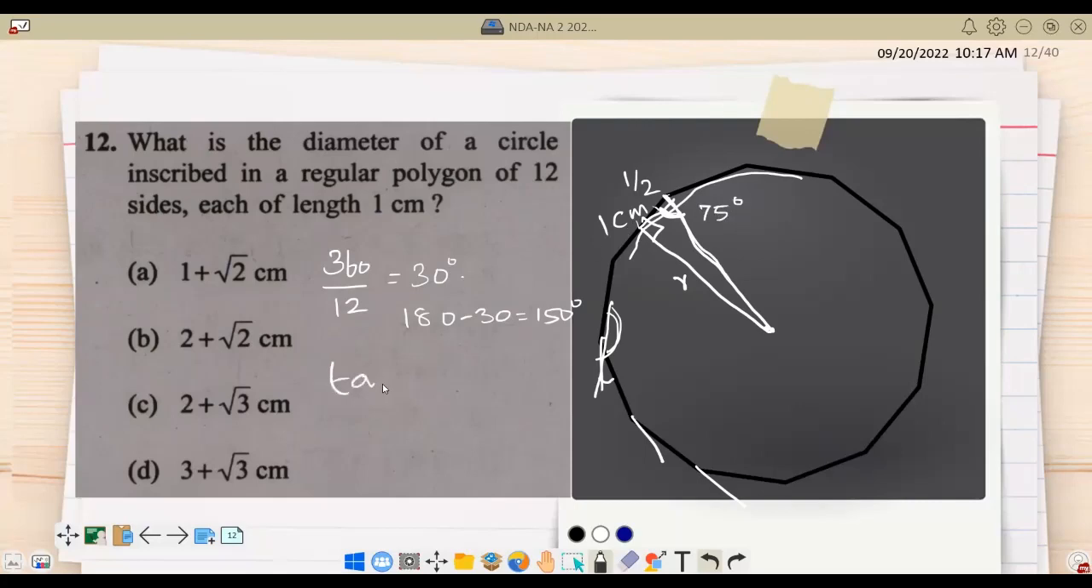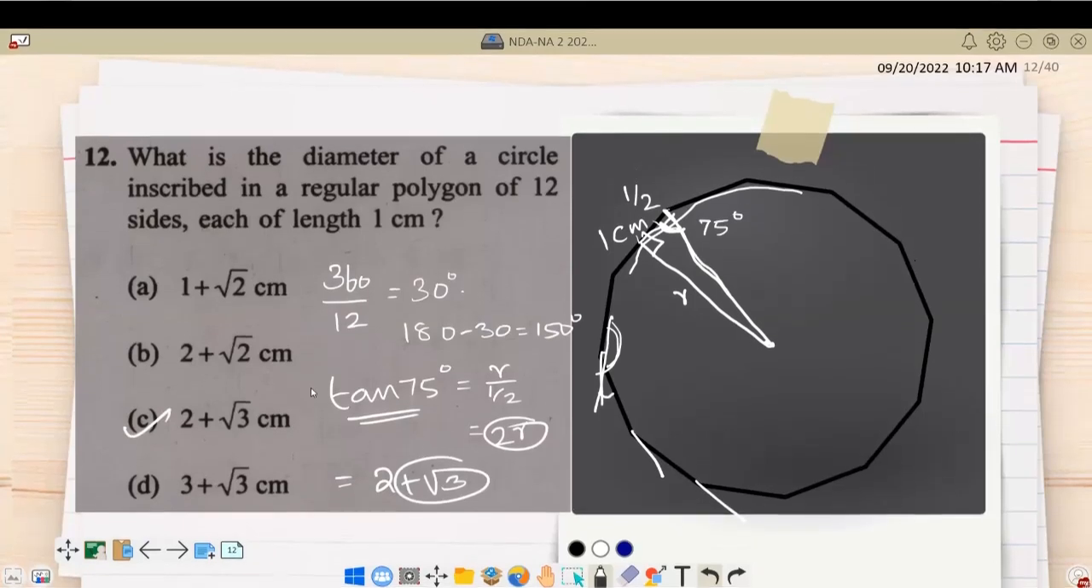So tan 75 degrees is R by 1 by 2, which is 2R. So this is our diameter. So the value of tan 75 is the answer, where the value of tan 75 is 2 plus root 3, and this is our answer.